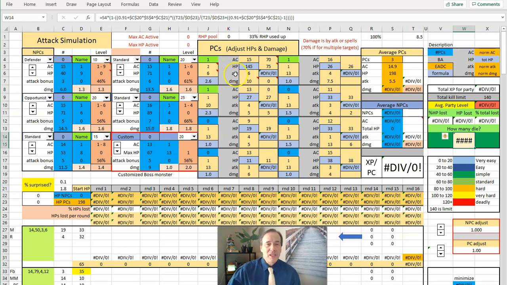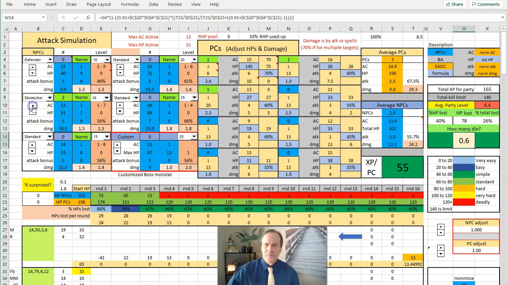So now we have three PCs. Let's go ahead and throw in some monsters. Let's start off with a level 16. We'll go with a skirmisher. Throw in two. That raises it up to 55. So that's already getting pretty good. You know, maybe one PC would die. We see that 0.6. See that 0.6 right there? How many PCs would die? Part of a PC would die.